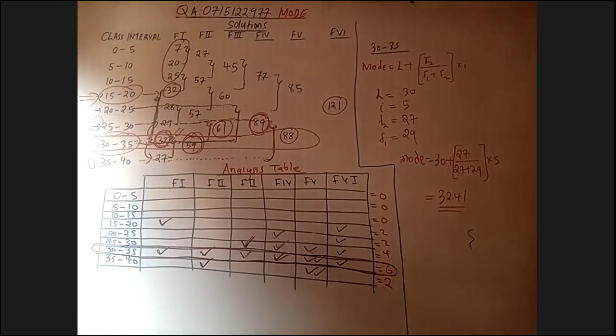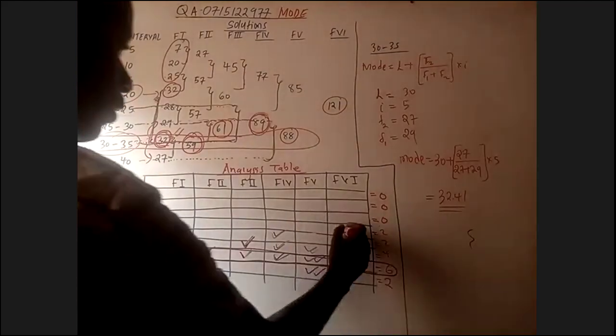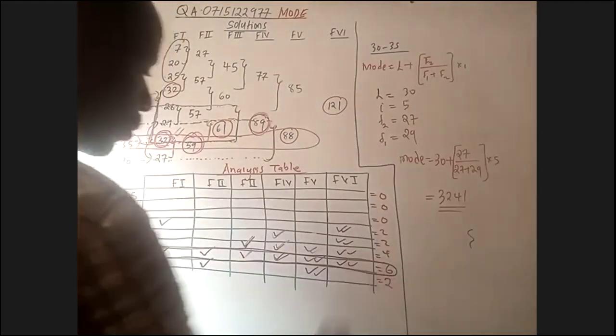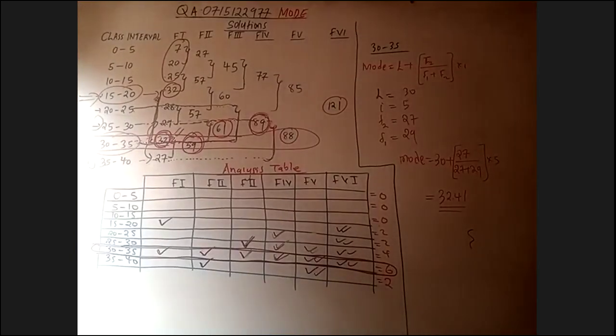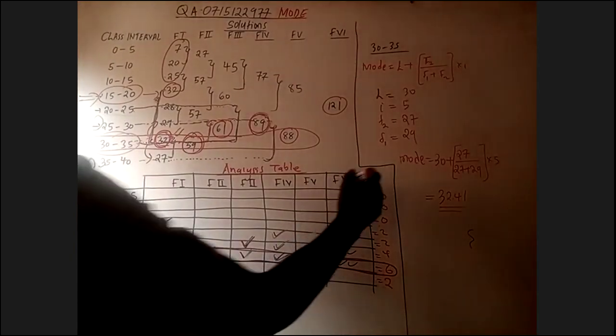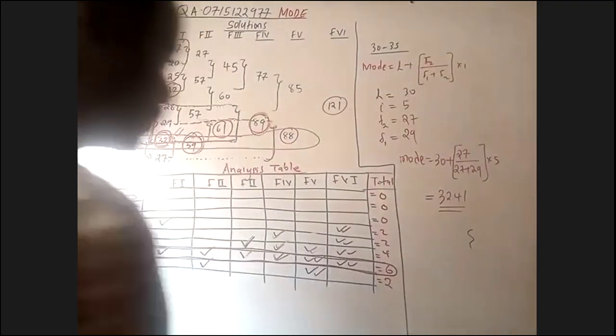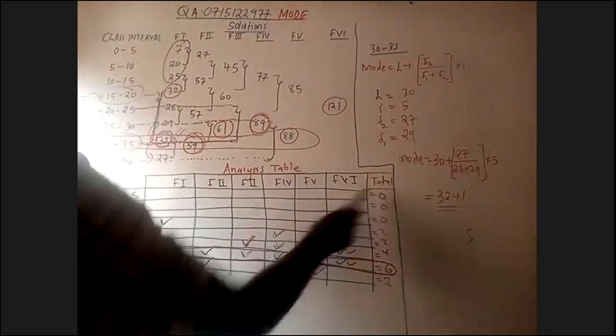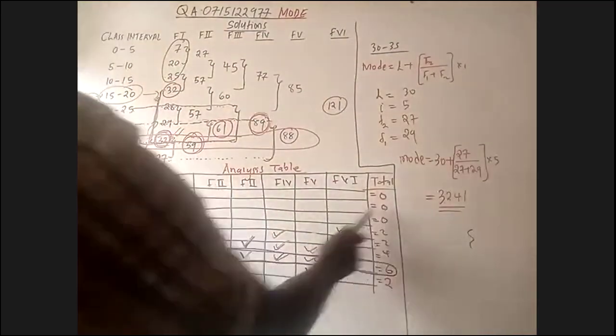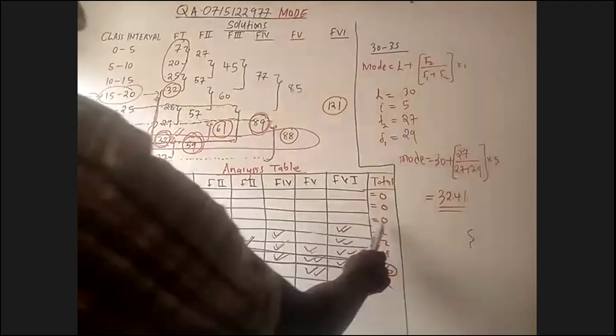So you tick them all. So that is it, right there. I take 4. Now you add the total so that we know which one is the model one. So we add the total. The first one has 0. The second one is 0. That one is 0.